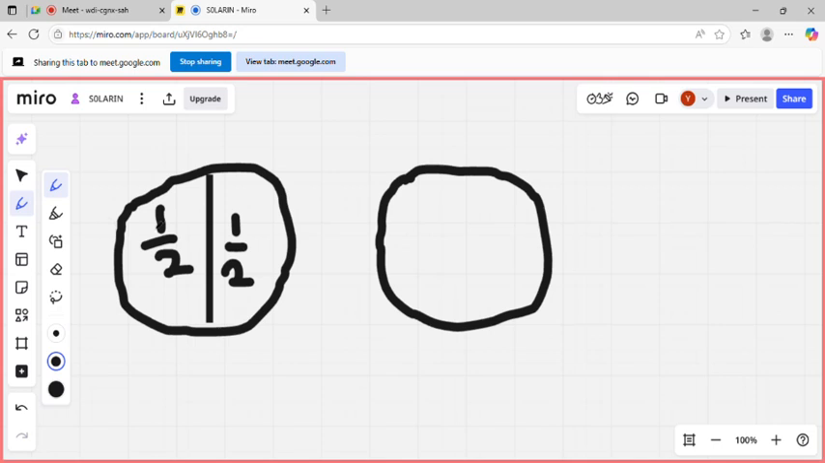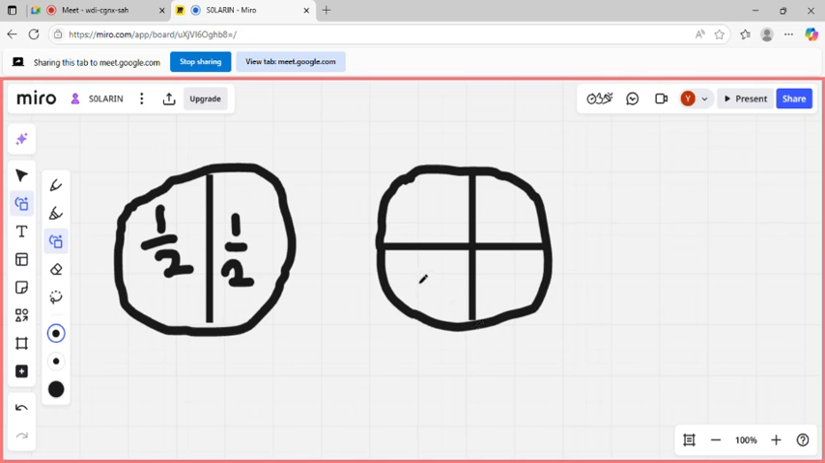Now this is another pizza. I'm going to be sharing this pizza for 4 people, exactly 4 people. So let me share it into 4 equal parts. Remember, I'm sharing it for 4 people. Now I've divided the pizza into 4 equal parts, and I'm sharing this pizza for 4 people.